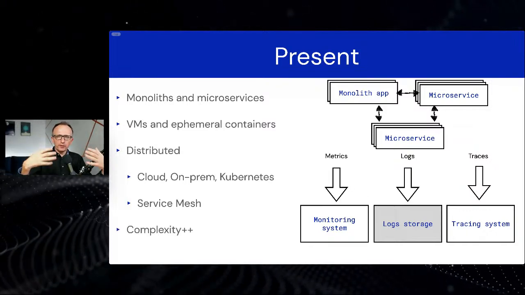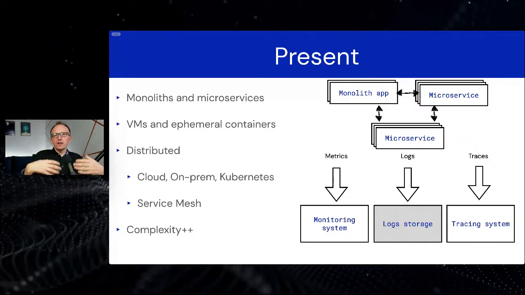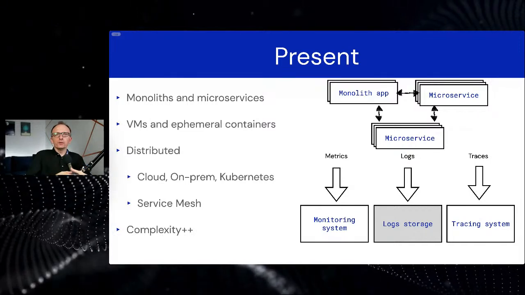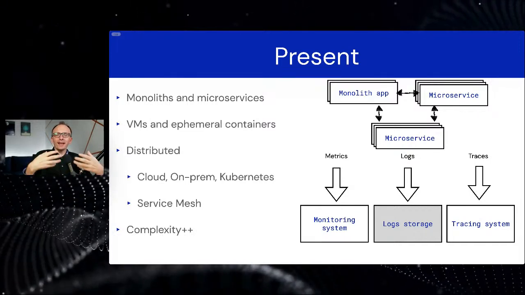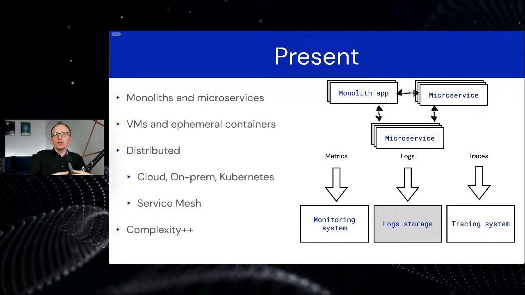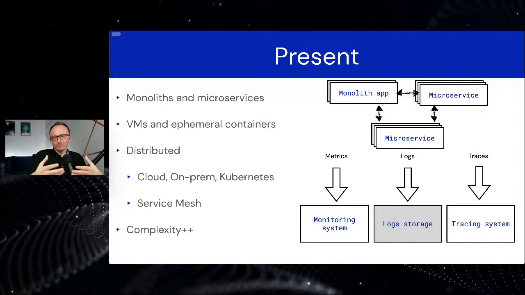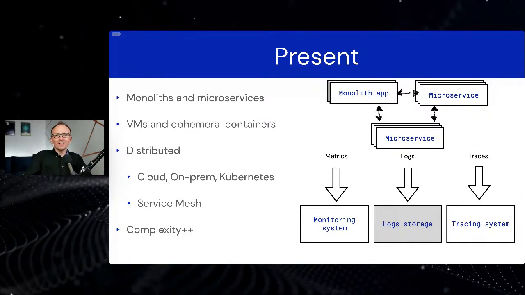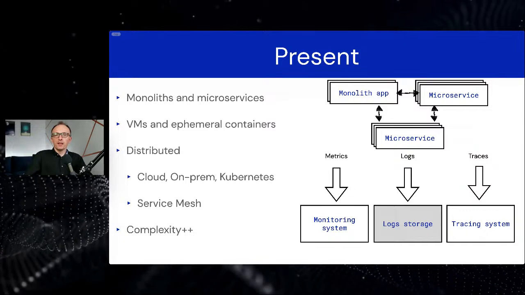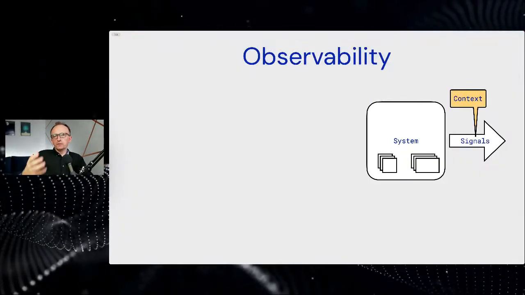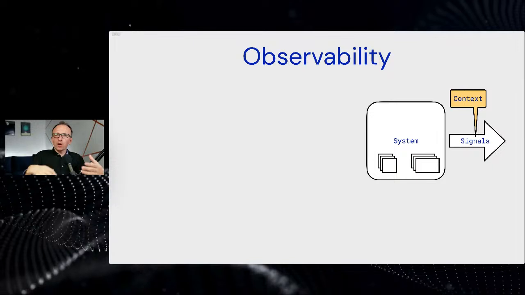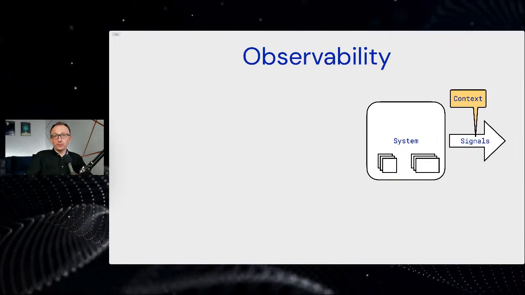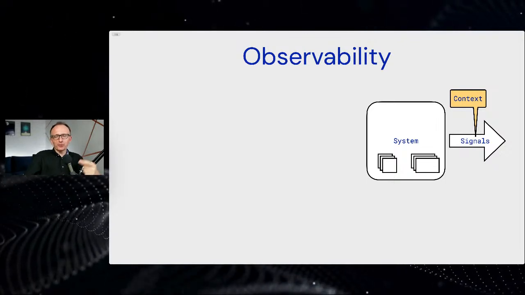And this makes current environments really, really complex when it comes to gaining some insights. Let's see what we want to have from our current environment. So in such complex environments, we really need observability. Why? And what is observability?